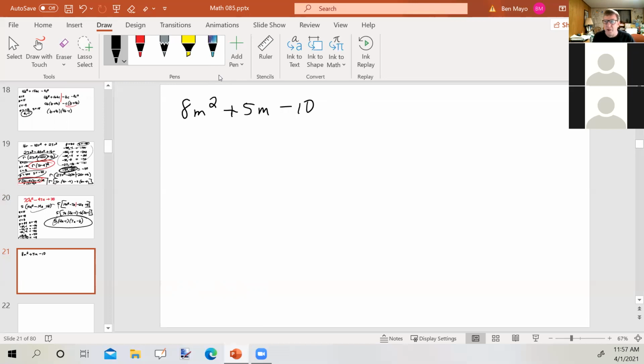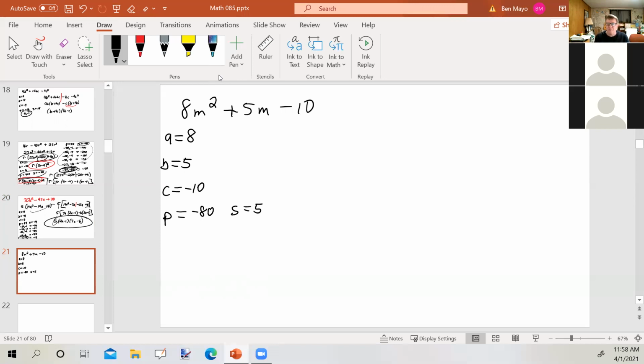There's no greatest common factor other than a 1. And the leading coefficient is something other than a 1. So I'm going to use the ABCPS, or the grouping method. A is 8, B is 5, C is negative 10. The product is A times C, or negative 80, and the sum is 5.